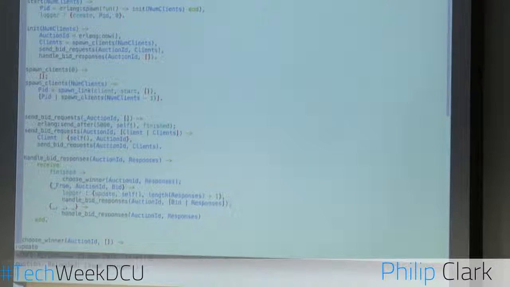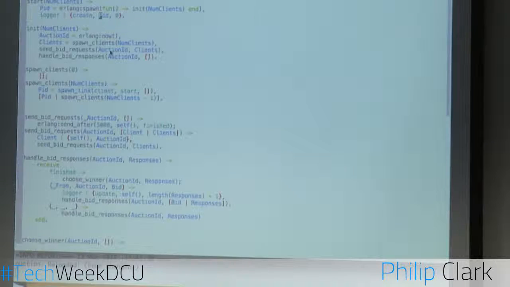Okay, so we could see does this work. We have that exchange process, which is creating the auctions. All it's doing is calling spawn link with the auction and the start function and giving the number of clients there. So it's not really doing very much. All the interesting work is in this auction module.